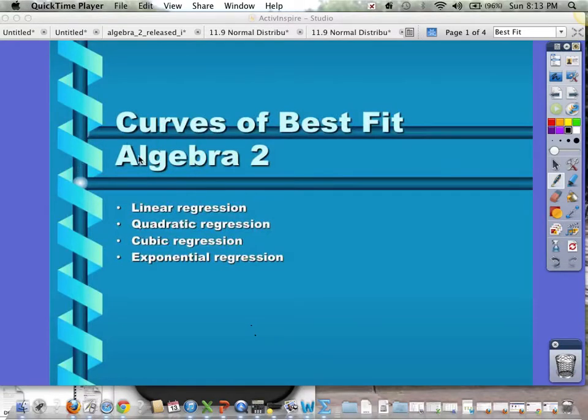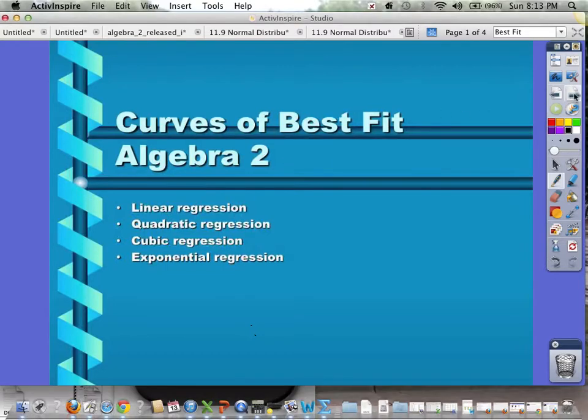Curves are best fit in Algebra 2. Linear regression, quadratic regression, cubic regression, exponential regression. These are all different types of regression lines that you will use to determine the best fit curve, and you'll find them all in the same place, and it's based on a whole lot of things, and we're going to talk about what you're going to look for. All right, let's get going.